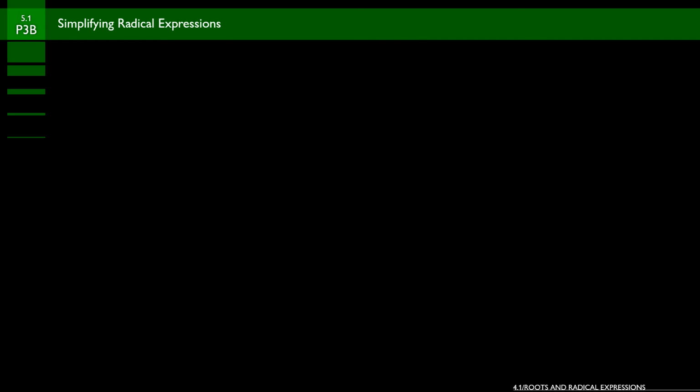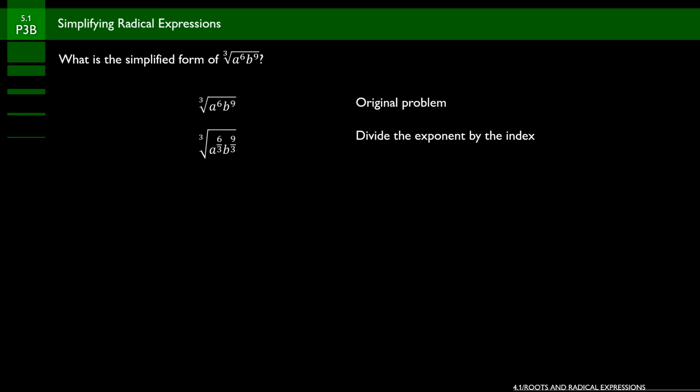For 3b, we're asked, what is the simplified form of the cubed root of a to the 6th, b to the 9th? So again, we're going to take that index and divide it into both of those exponents. How many times does 3 go into 6? It goes in twice, exactly. How many times does 3 go into 9? It goes in 3 times, exactly. So we have no remainders, which means there's nothing left in the radical.